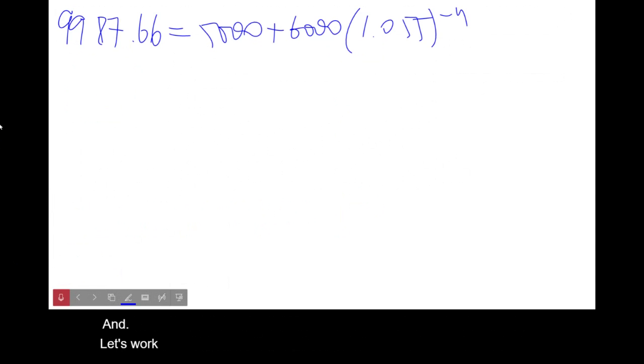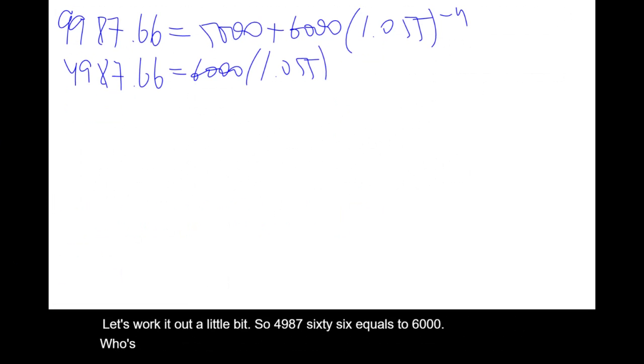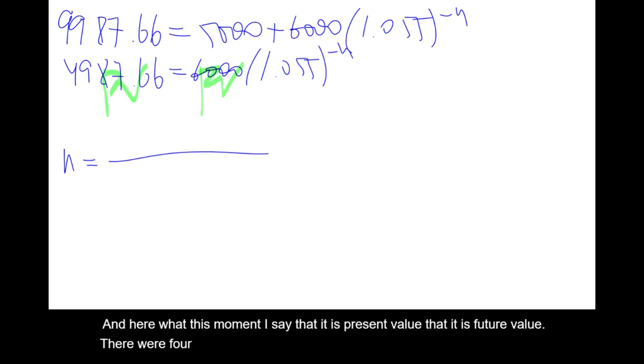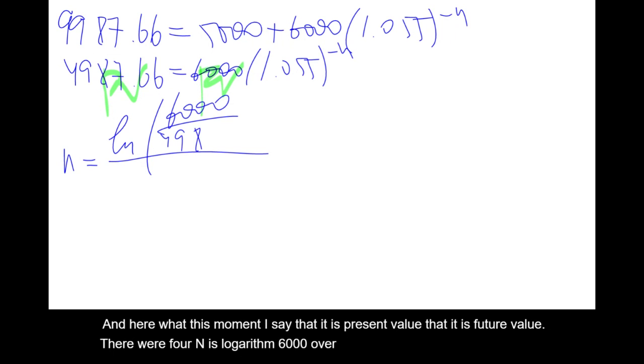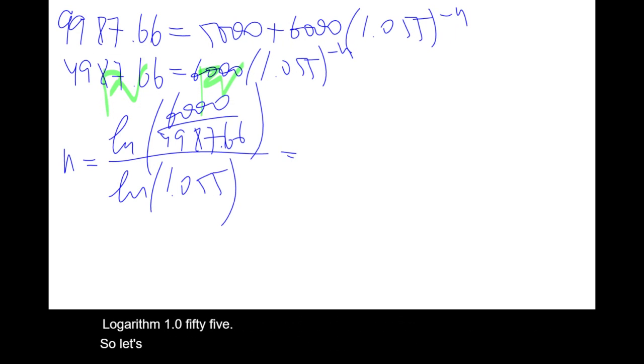Well, let's work it out a little bit. So 4987.66 equals 6,000 times 1.055 to the negative n. At this moment I say that this is the present value and that is the future value. Therefore, n is logarithm 6,000 over 4987.66, over logarithm 1.055. Okay, so let's calculate it.